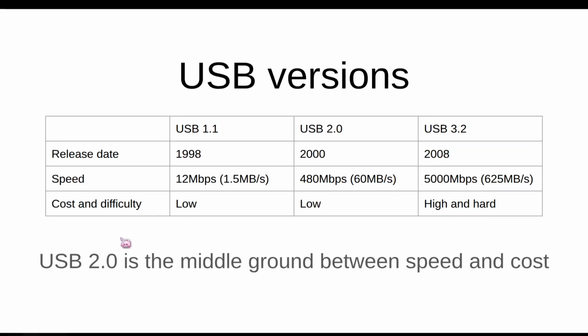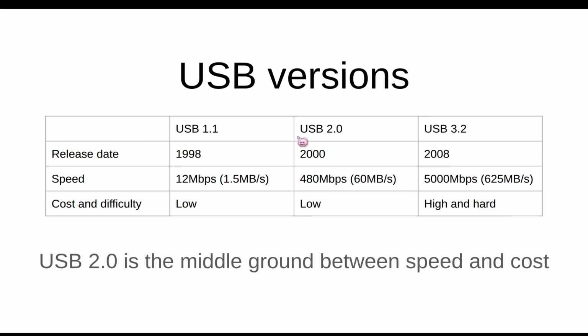There are a few different USB versions over the years. The first USB version was released around 1998. The speed was 12 megabits per second. It was sufficient for any devices back then because we didn't have high speed storage and stuff like that. It translates to 1.5 megabytes per second.